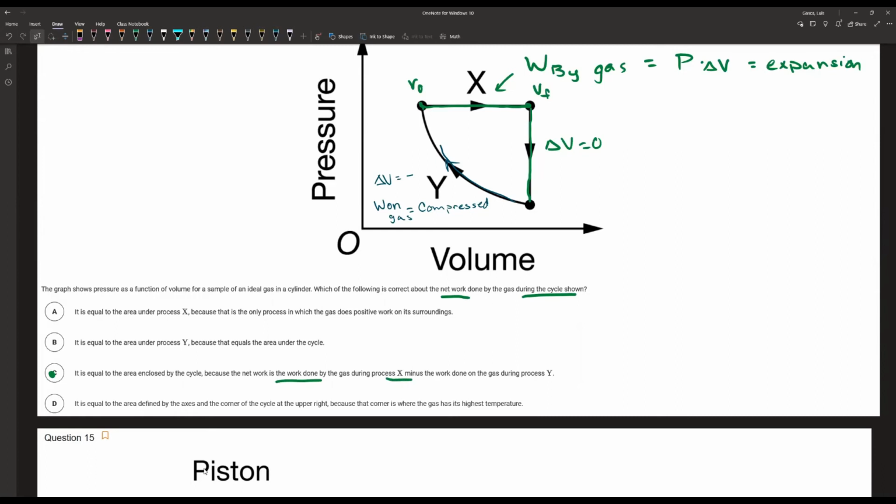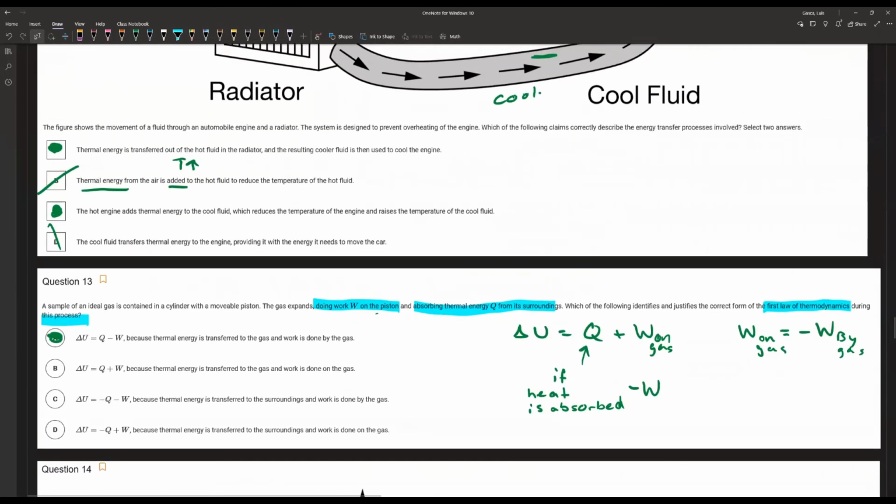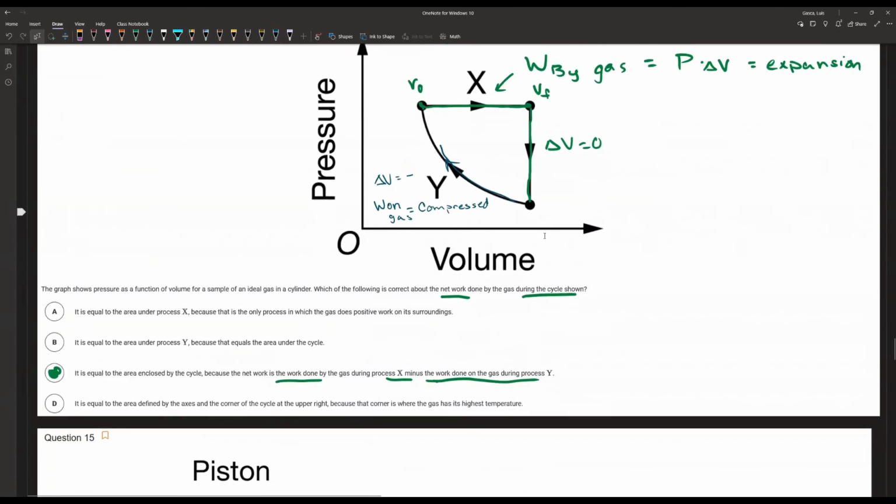because the net work done by the gas during process X, or the net work, is the work done by the gas on process X minus the work done on the gas during process Y. So there we go. It can get a little confusing because of how we define the first law of thermodynamics. One way is delta U equals Q plus W, and that's if we're talking about work done on the gas. Another one is delta U equals Q minus W, and that's when we do work by the gas. Excuse me.